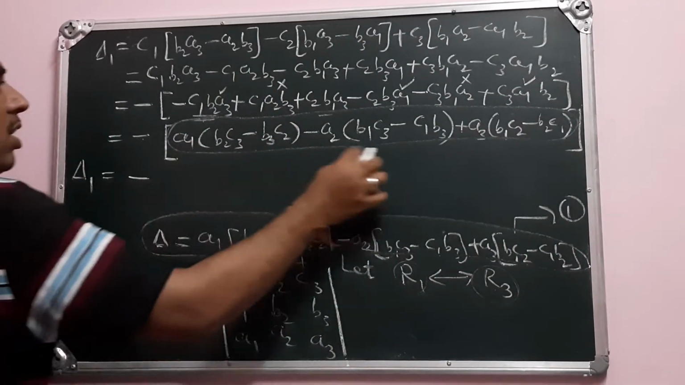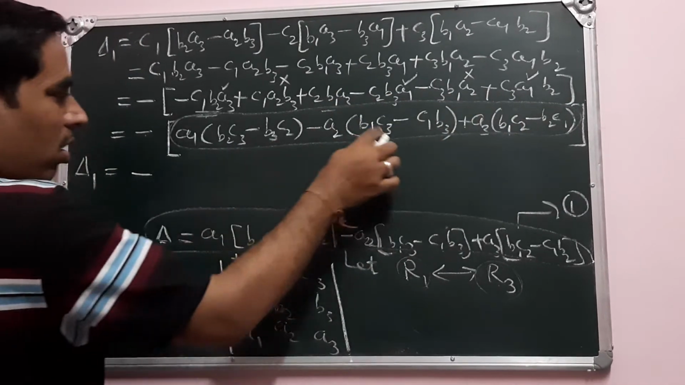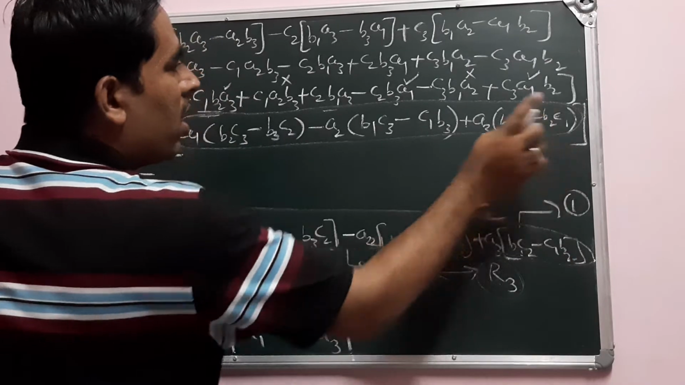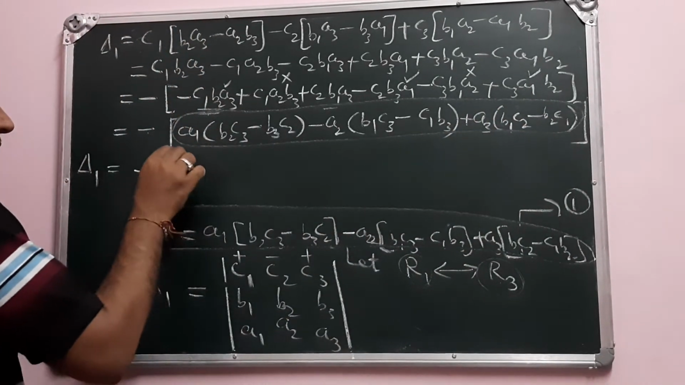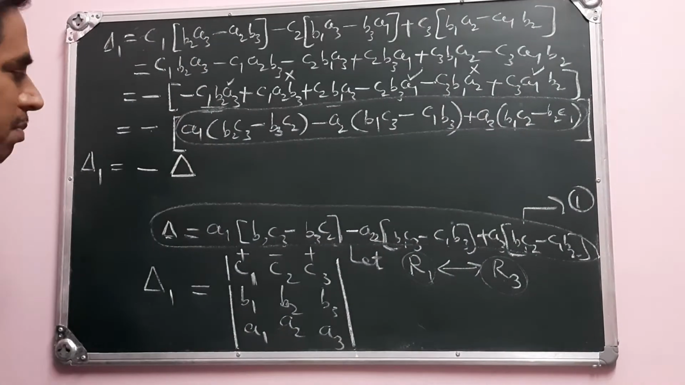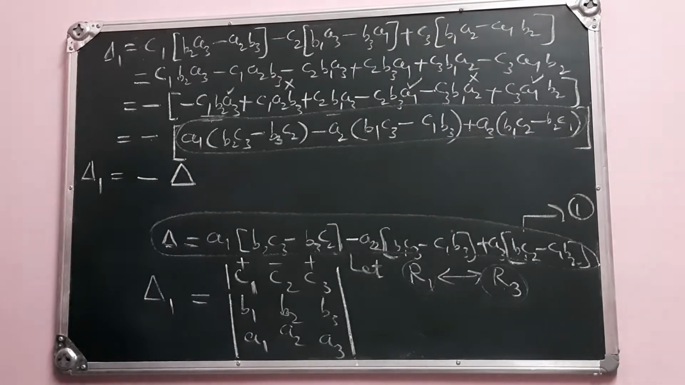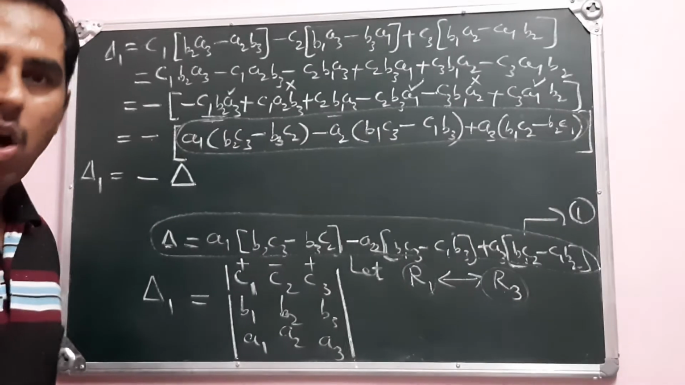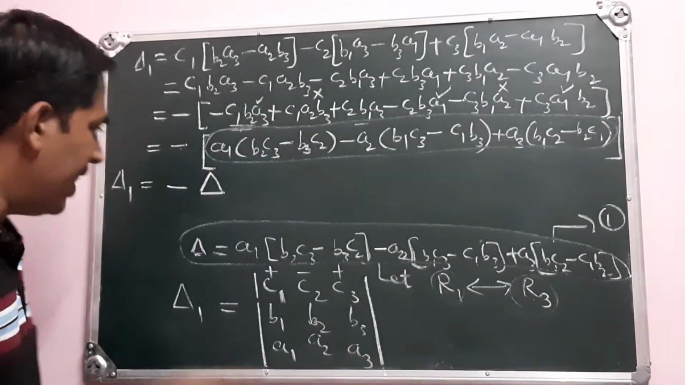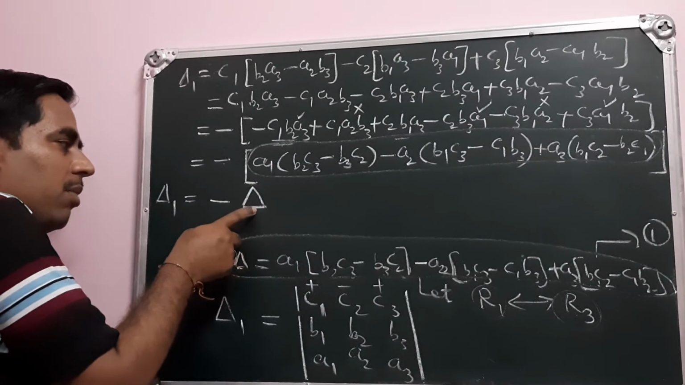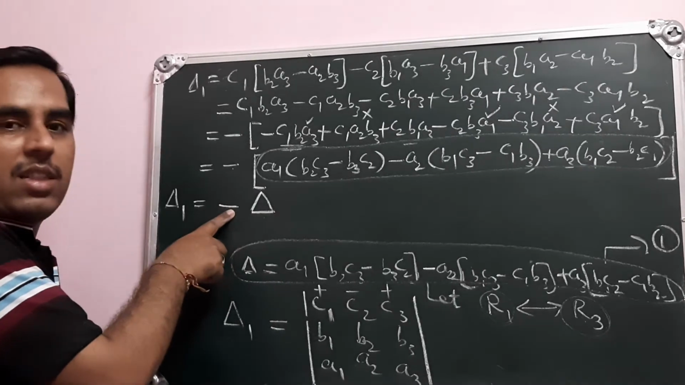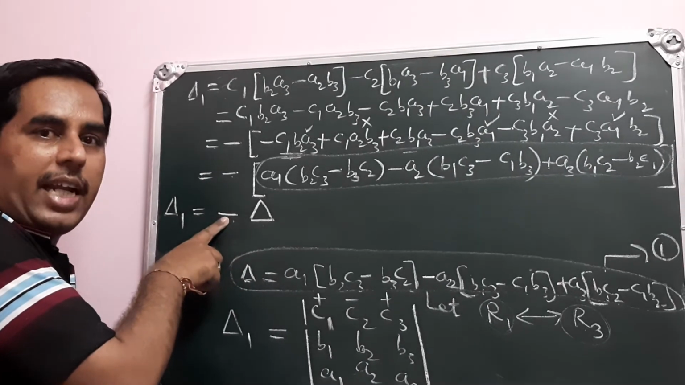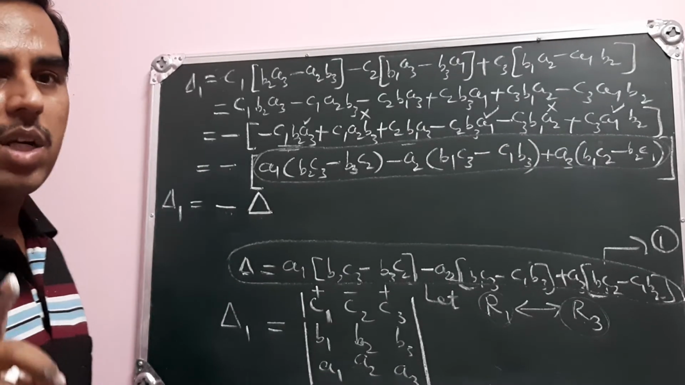So what I can write, instead of all these things, you compare all the terms, they are all same here, a3 b1 c2 minus b2 c1. So all this is delta. So what is the property here? The property says if any two rows or columns of a determinant are interchanged, then the value of the determinant changes the sign. The value of the determinant was delta, so the sign is negative. This is the statement of the property.